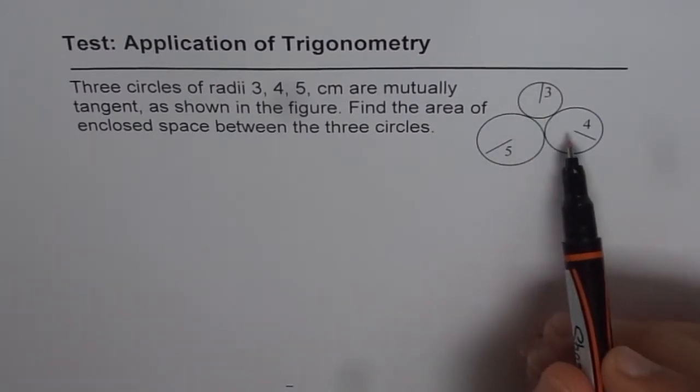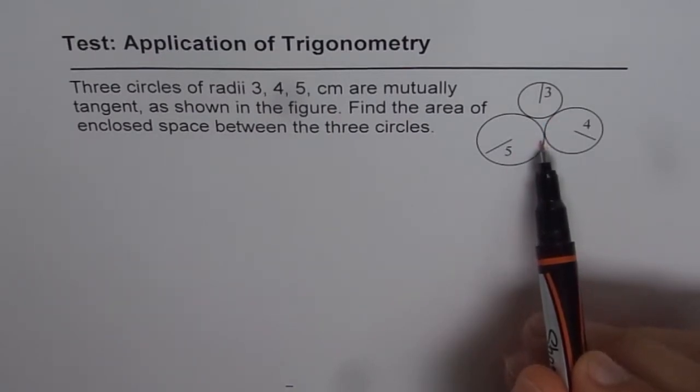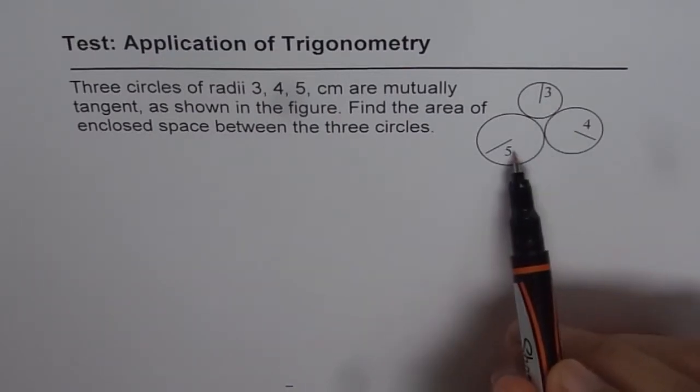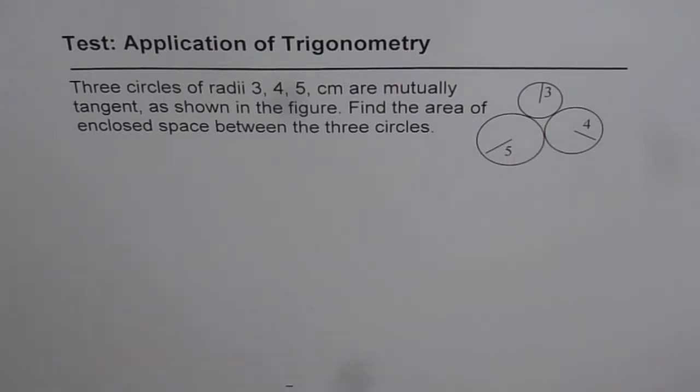So these are the three circles given to you, tangent to each other with radii of 3, 4 and 5. You need to find the area of this space right in the center. Now I'd like you to pause the video, solve the question and then look into my suggestions.